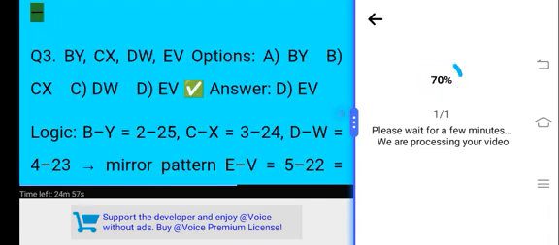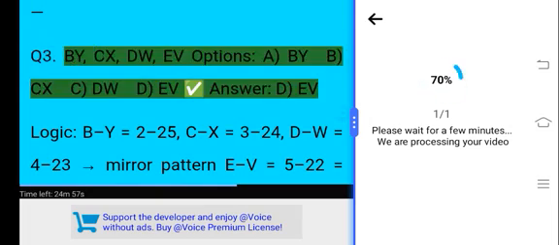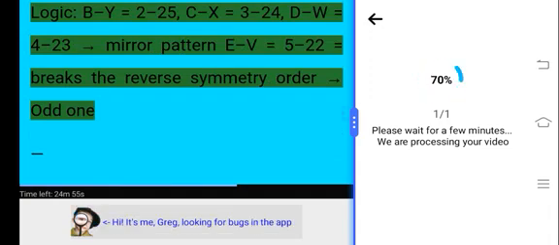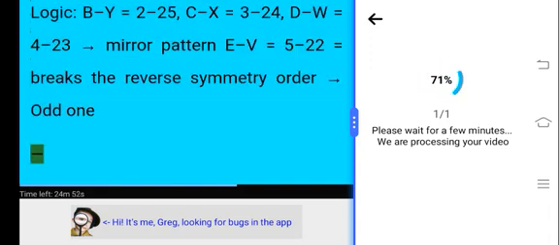Check carefully. Q3. BY, CX, DW, EV. Options: A. BY, B. CX, C. DW, D. EV. Answer: DEV. Logic: BY equals 2 to 25, CX equals 3 to 24, DW equals 4 to 23, a mirror pattern. EV equals 5 to 22, which breaks the reverse symmetry order, so odd one out.